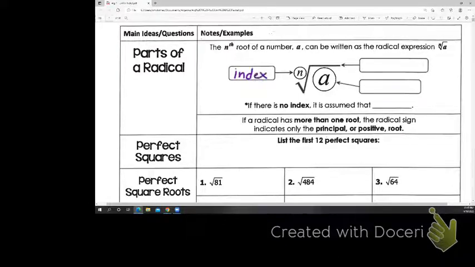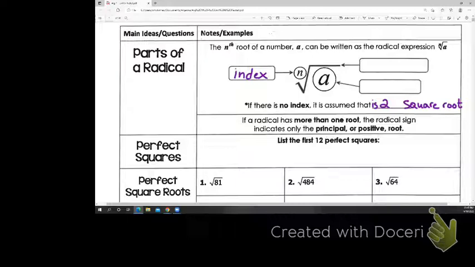And oftentimes we don't see anything there. So if you do not see an index, then it's assumed that it is a 2. In other words, that it is a square root. So if we don't see an index, we just assume it's second, that we do square root.